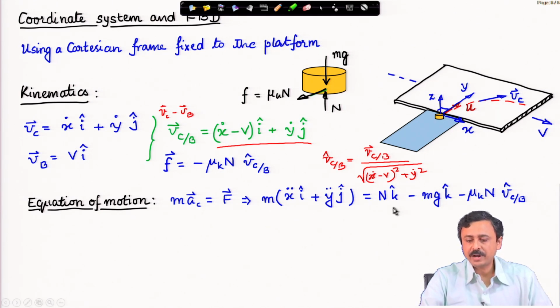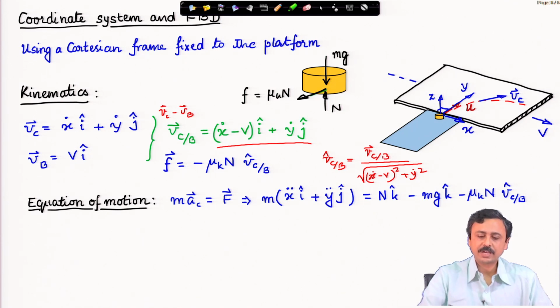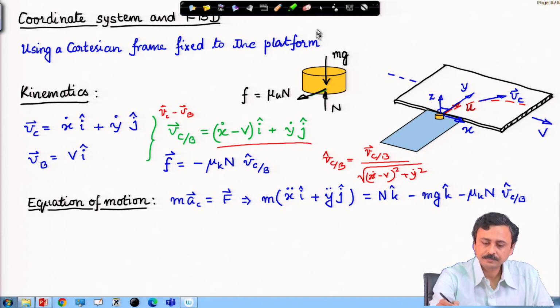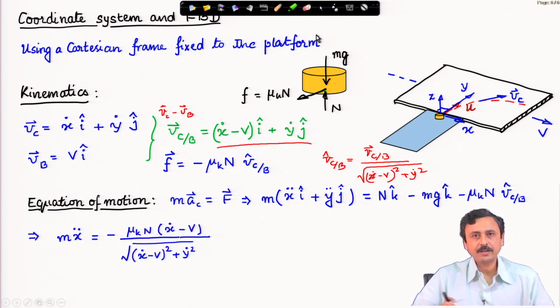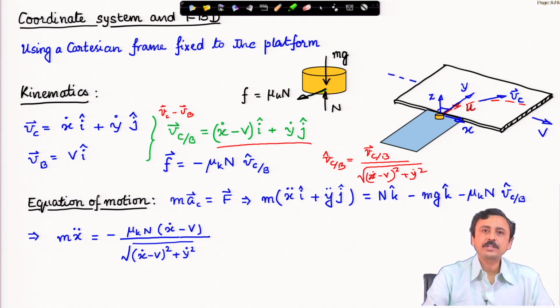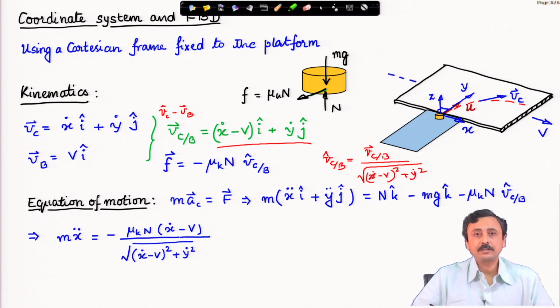Now, we have normal reaction in the k cap direction, weight in the minus k cap direction vertically downwards, and this force of friction which I have written out. If you now take the components, the i cap component will give you m x double dot as this. Here I have used that expression of the unit vector in the relative velocity direction.